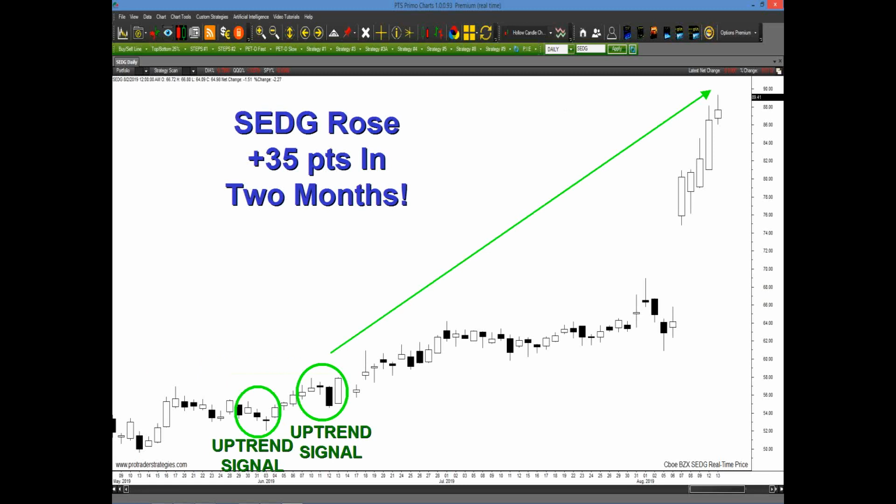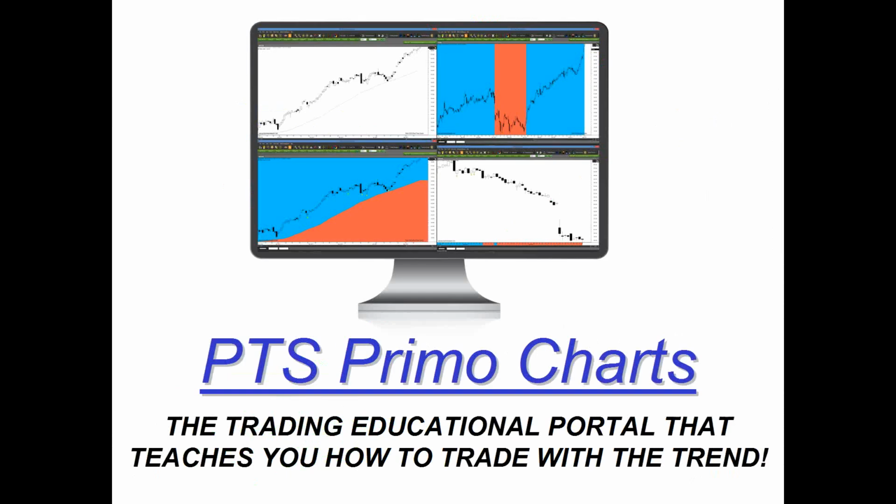So remember, we do not predict how high or how low something will go. All we're trying to do is listen to the market tell us which direction it wants to go. And then once we know that, we can apply any technique, any method to that direction. Now, I know a lot of you are saying, well, this is great, but how do I find this? Or how do I apply a technique? Or how do I learn how to apply this particular uptrending method? Well, it's all done with simplicity in our new PTS Primo charting platform. This is the educational portal that actually teaches you how to trade with the trend.